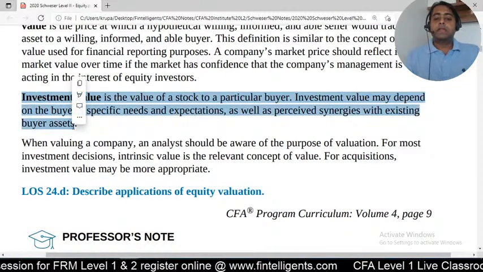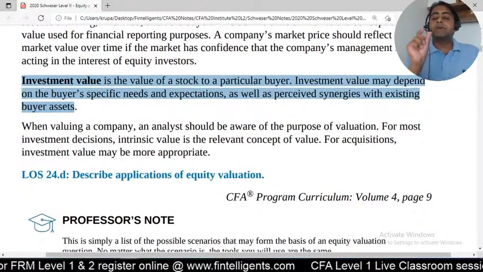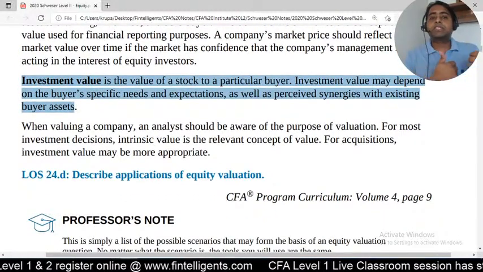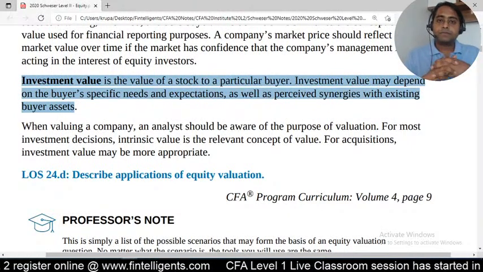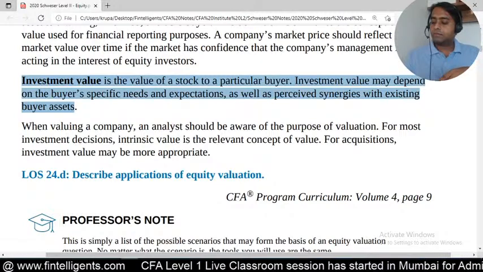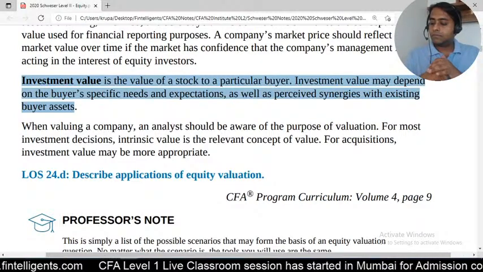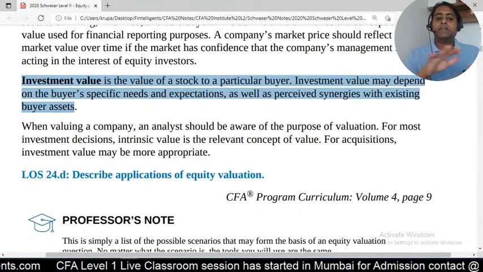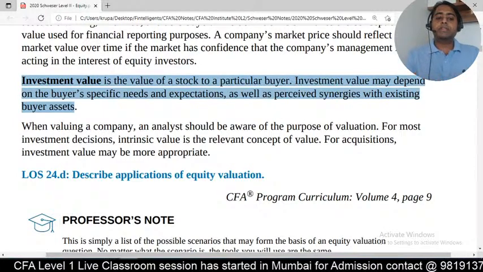Simple. Read this 3-line, guys. The word synergies means connection with the previous purchase. Fairly simple. Let us go to the next part.